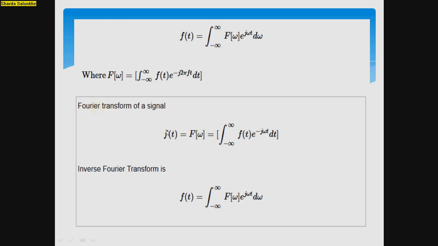That is, the Fourier transform of the signal f of t is F of omega, which is nothing but the integration from minus infinity to infinity of f of t e raised to minus j omega t dt. And if you take the inverse Fourier transform, f of t is equal to the integration from minus infinity to infinity of F of omega into e raised to j omega t d omega. So these are the two transform signals. f of t can be transformed to the Fourier signal, and the original signal can be recovered back by taking the inverse of the Fourier transform.